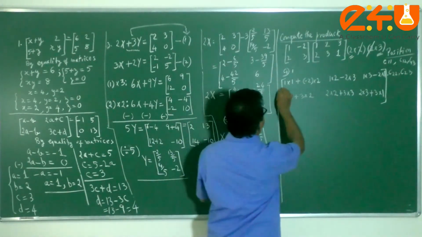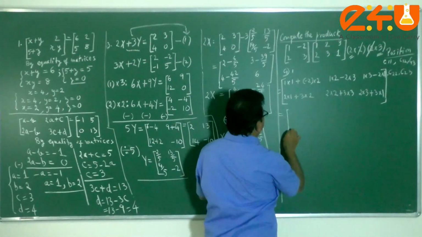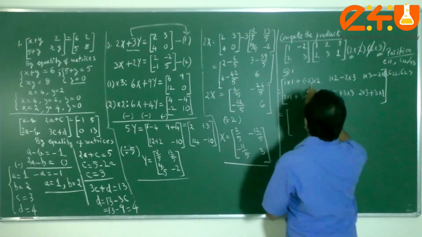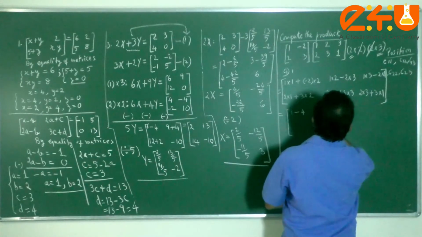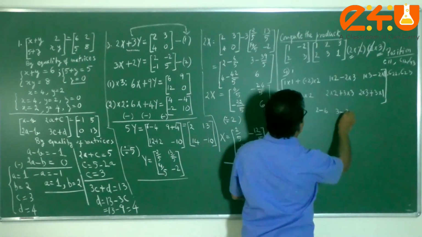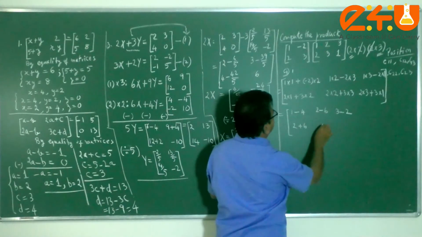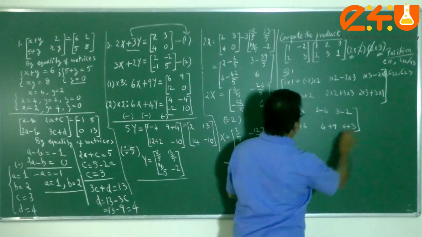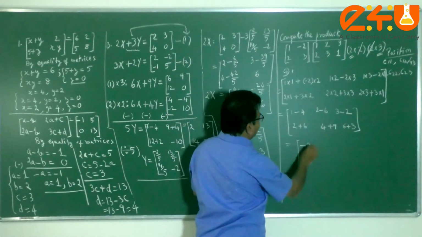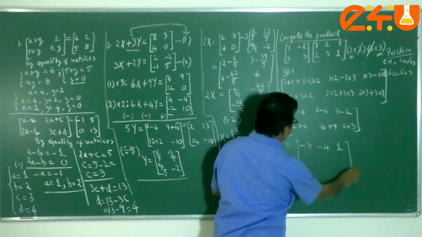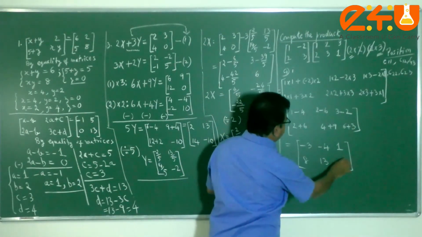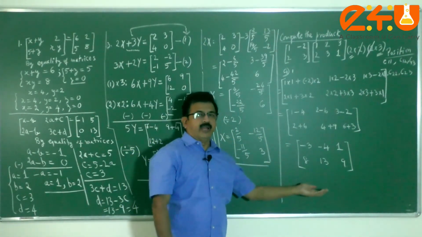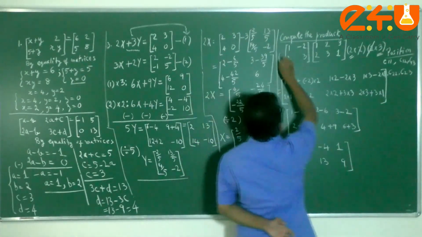Am I right? So let us evaluate the product as well as sum. 1 minus 4, 2 minus 6, 3 minus 2, 2 plus 6, 4 plus 9, and at last 6 plus 3. So the product what you get is negative 3, negative 4, 1 in row 1, 8, 13 and 9 in row 2. So that is the computed product of these two matrices.